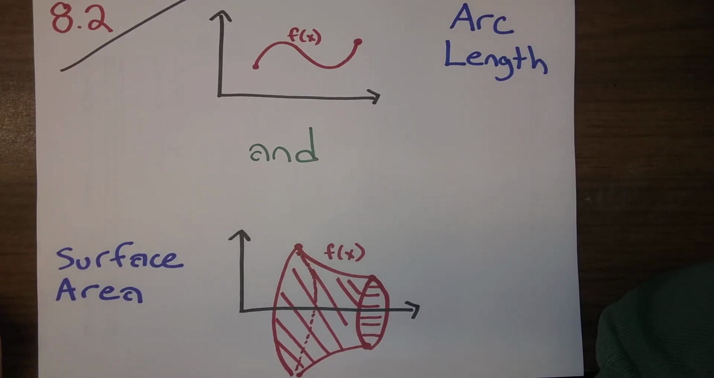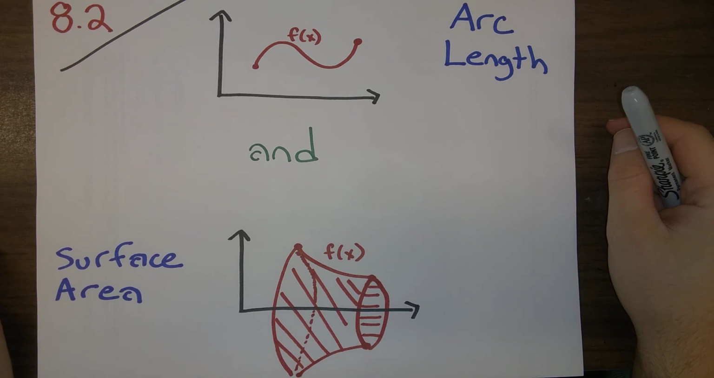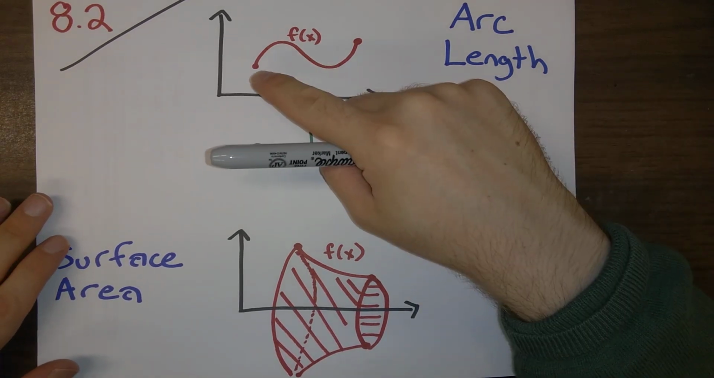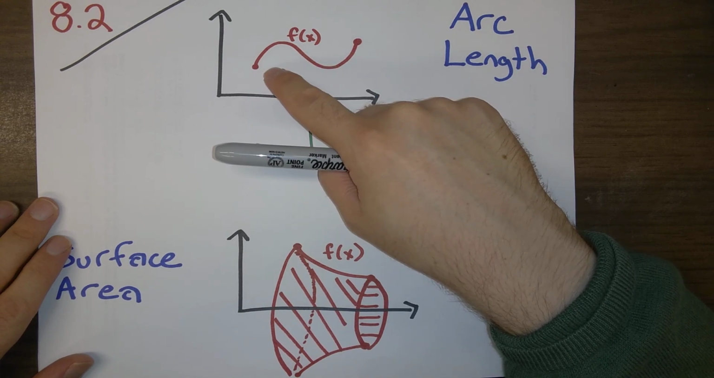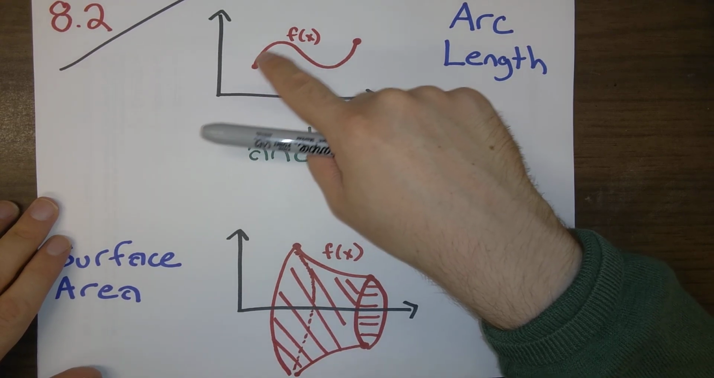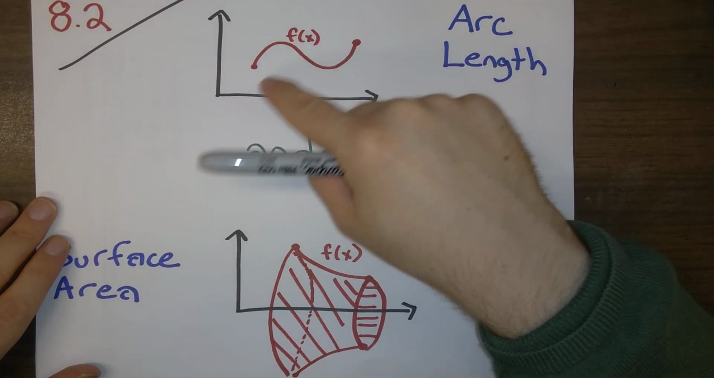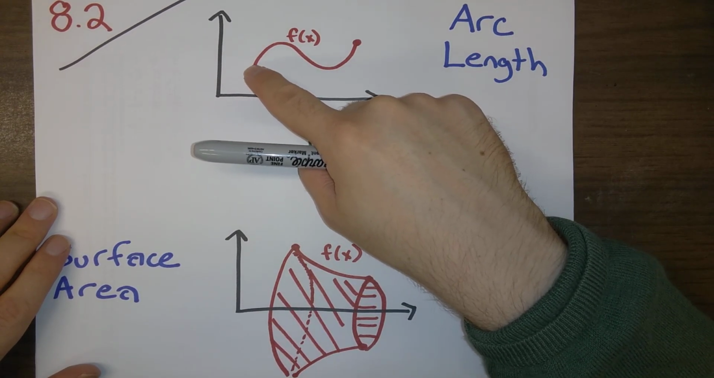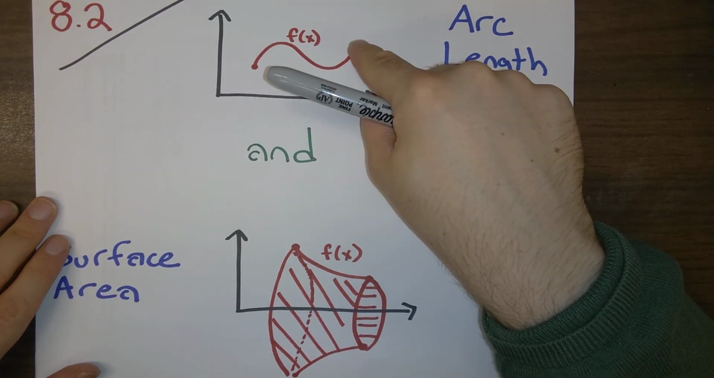Section 6.5, arc length and surface area. So the questions that we're going to be looking at in this section are basically, well, let's say we have some curve. That's the graph of a function, y is equal to f of x, that maybe looks like this. How long is this curve? If we walk along this curve, how far do we walk?